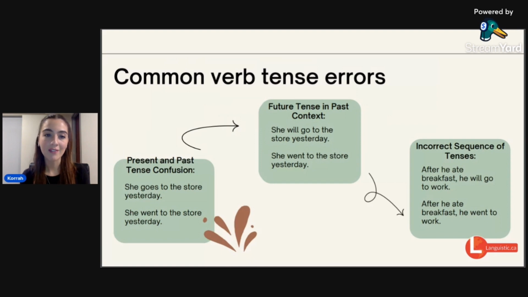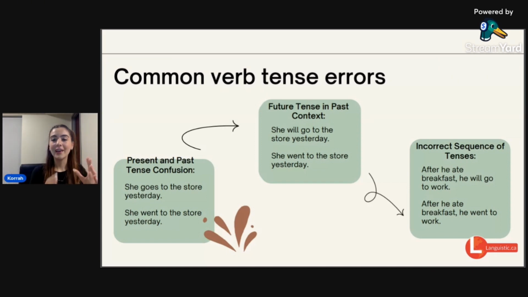In the first one, we have a confusion between the present and past tense. Is it she goes to the store yesterday or she went to the store yesterday? She goes is present tense, but yesterday happened before. So to fix this, we would say she went to the store yesterday. Next, we have future tense in the past context. Sometimes people get confused and use future, which hasn't happened yet, in the past context. An example of this is she will go to the store yesterday, or she went to the store yesterday.